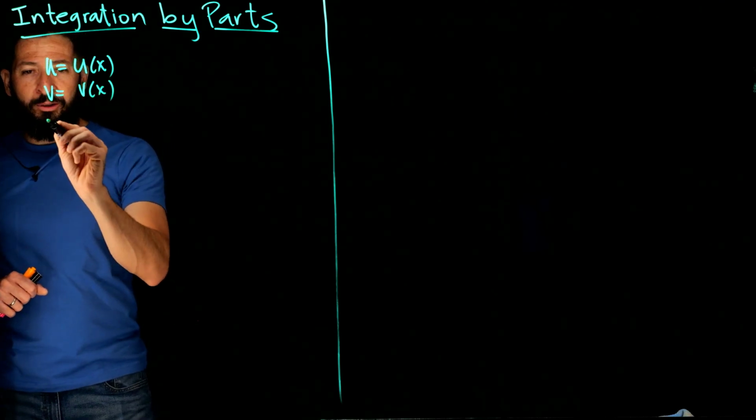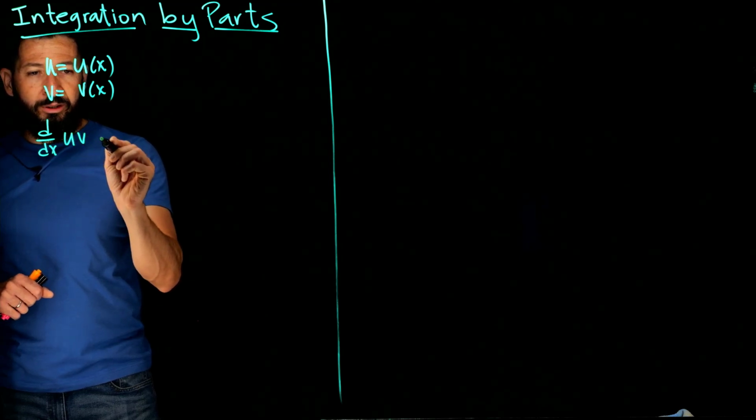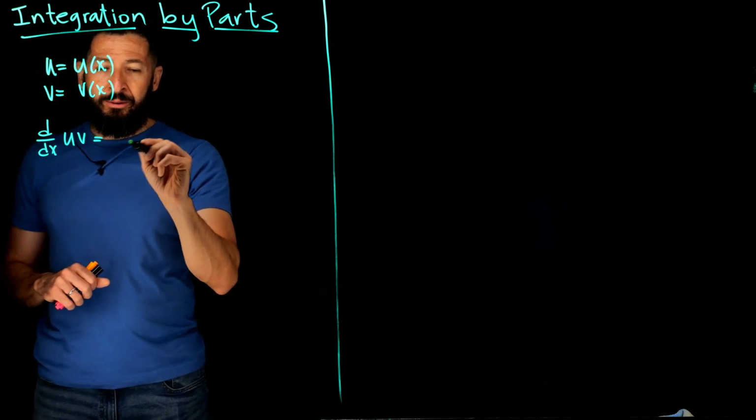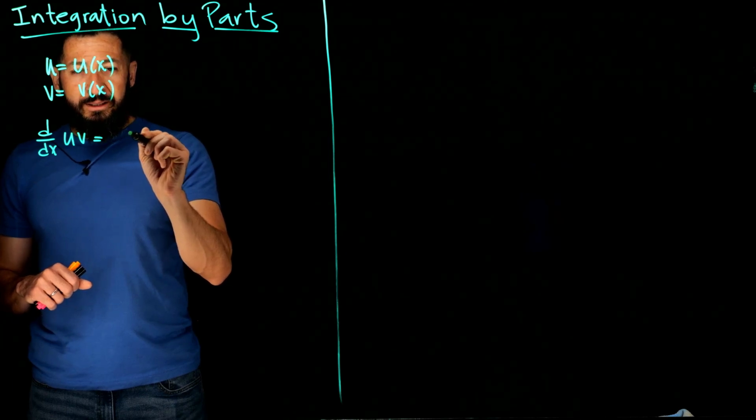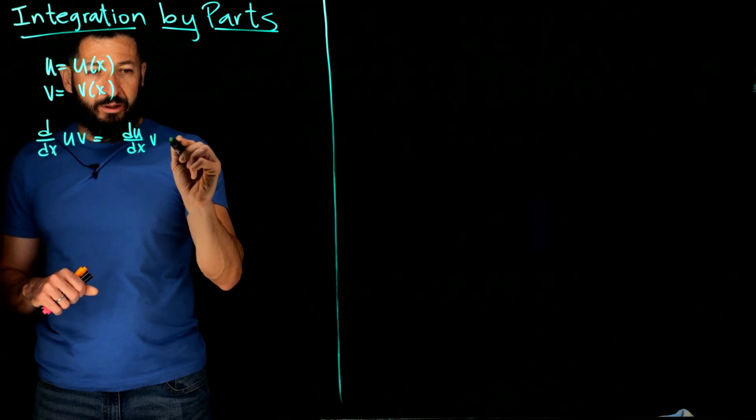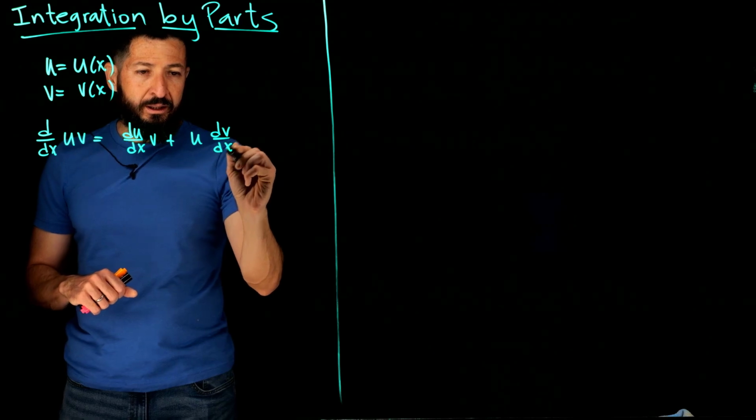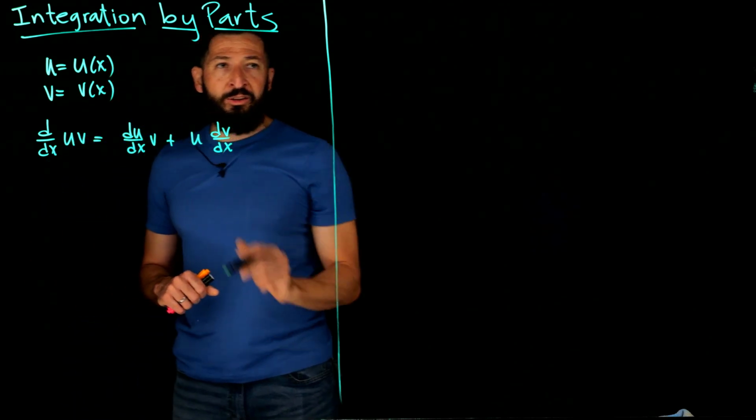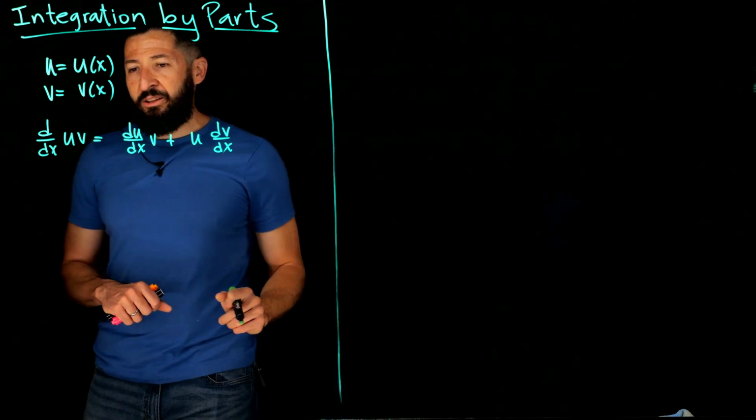and you want to take the derivative of the product u times v, you know now that you're going to have the derivative of u times v plus u times the derivative of v. Okay, so you have that.